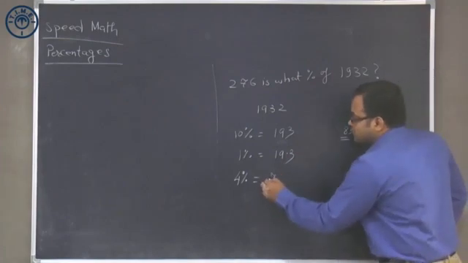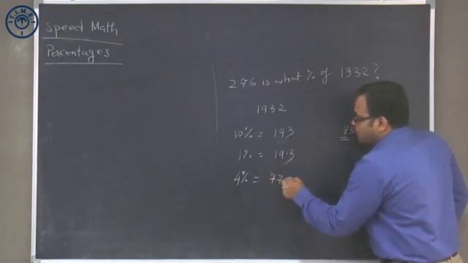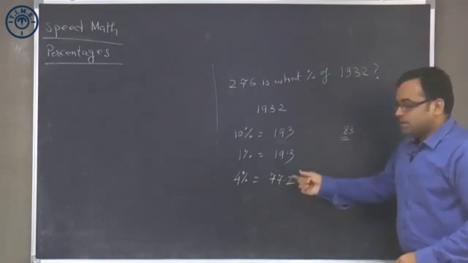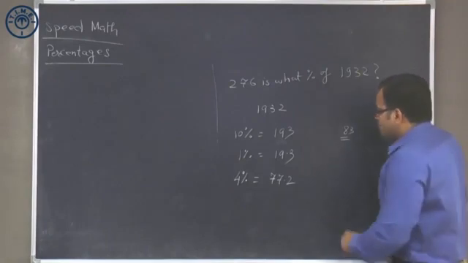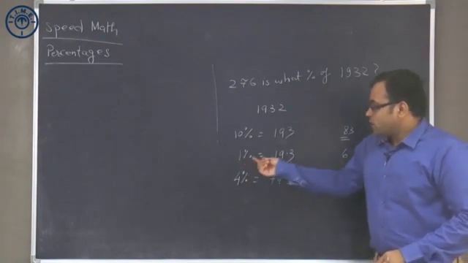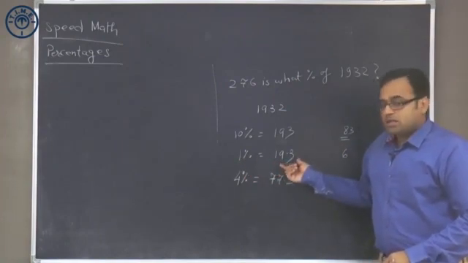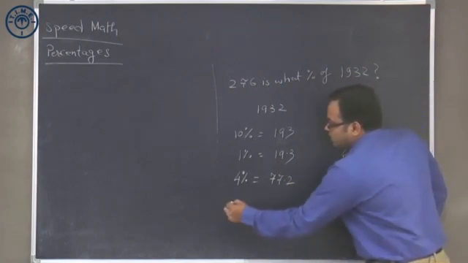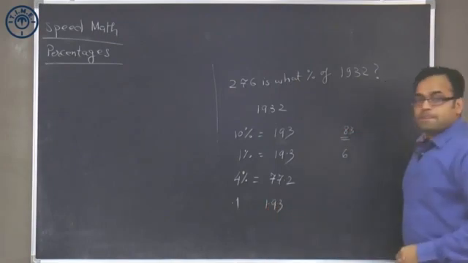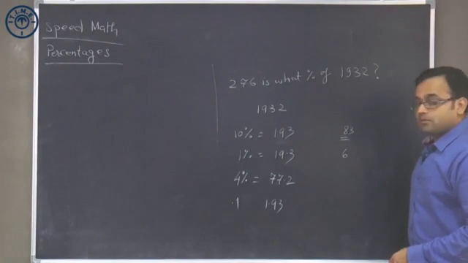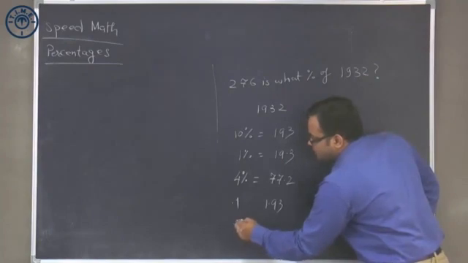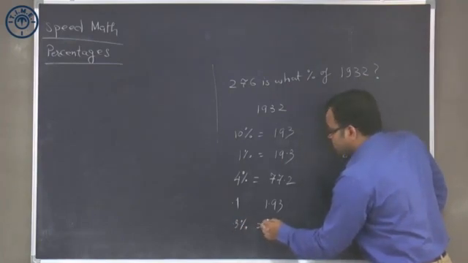So this becomes 77.2. 77.2 gone, the number was 83. 83 minus 77 is 6. So I need 6 more. Now what I know is that 1% is equal to 19.3. So if 1% is 19.3, 0.1% will be 1.93. If 0.1% is 1.93, multiplied by 3 will be equal to 6. So 0.3% is equal to 6.